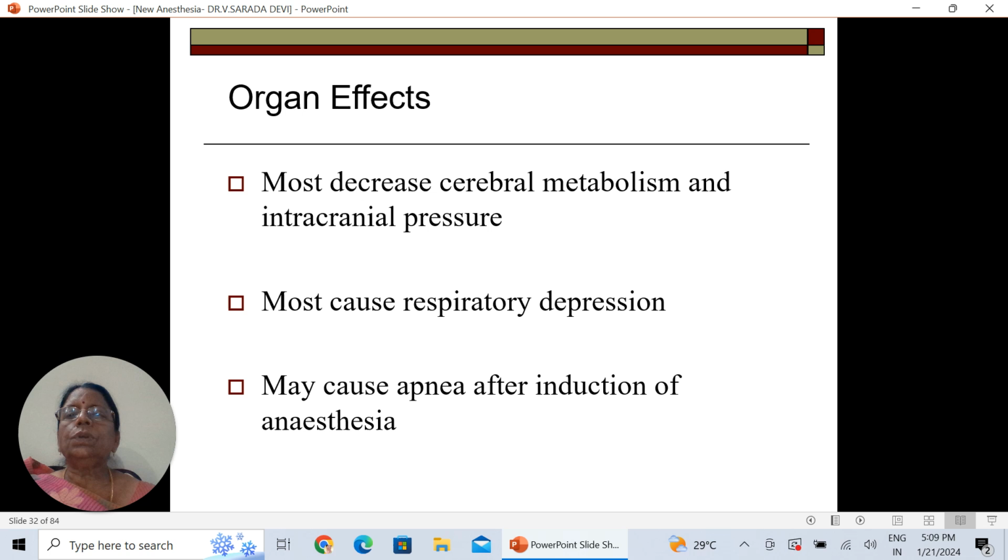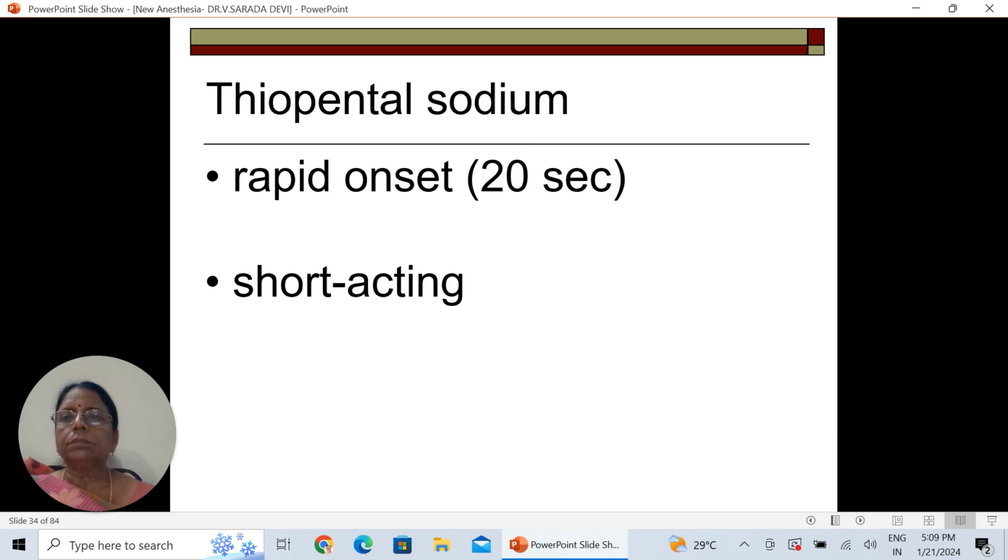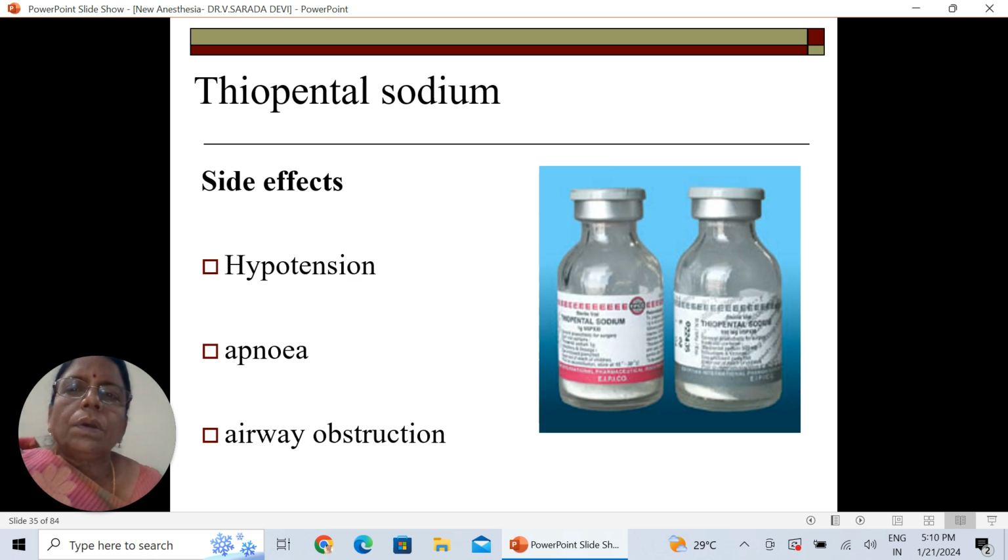Organ effects. Most decrease cerebral metabolism and intracranial pressure. Most of the intravenous anesthetics cause respiratory depression. It may cause apnea after induction of anesthesia. Barbiturates, benzodiazepines, and propofol cause cardiovascular depression. Thiopental sodium has a rapid onset within 20 seconds and is short acting. Its side effects are hypotension, apnea, and airway obstruction.